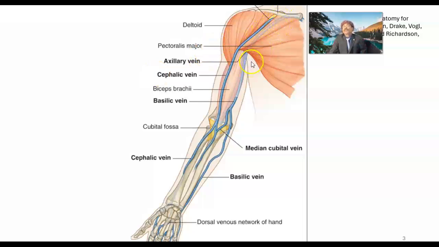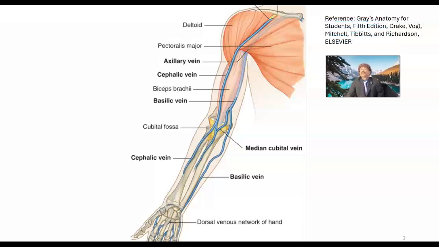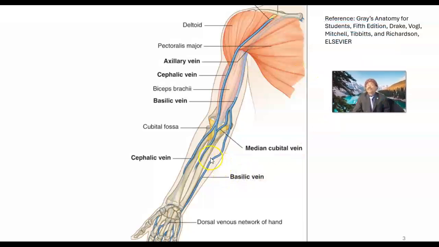And the axillary vein at the outer border of the first rib becomes the subclavian vein, which unites with the internal jugular vein to form the brachiocephalic vein, and two brachiocephalic veins join to form the superior vena cava that opens into the right atrium of the heart. Okay, we got that.